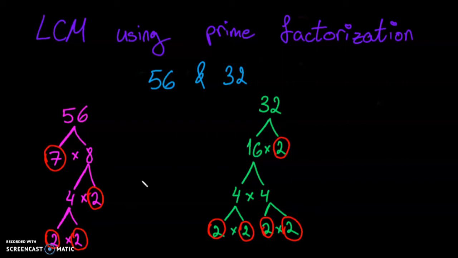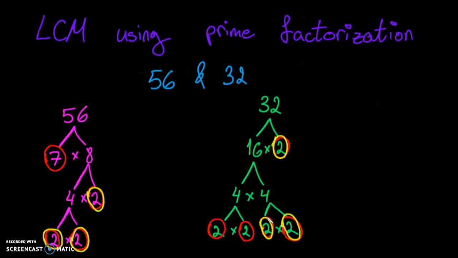And now let's look at which numbers are the same. We have 1, 2 here, and 1, 2 here. Another 2 here, another 2 here. One more 2, one more 2. And we said to find the LCM, we multiply all the numbers in red. So 7 times 2 times 2. And then we take the numbers in yellow only once.